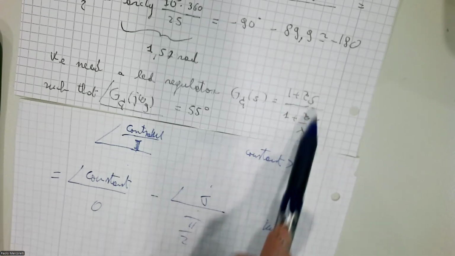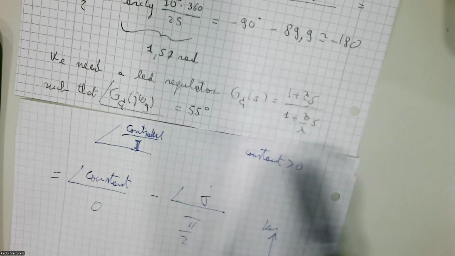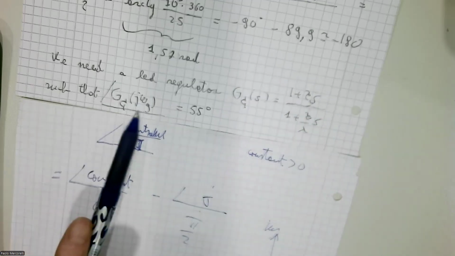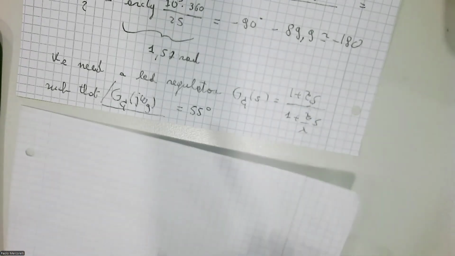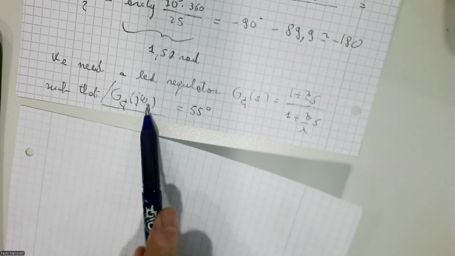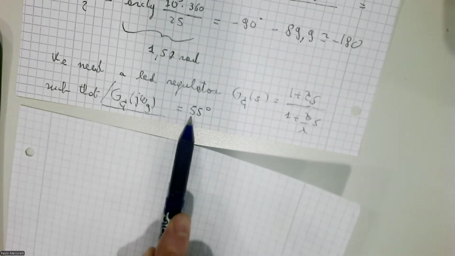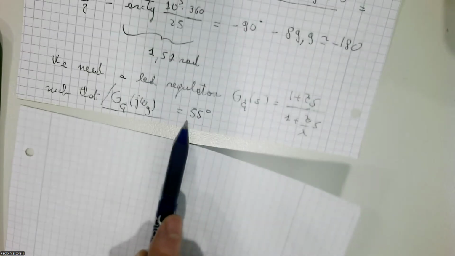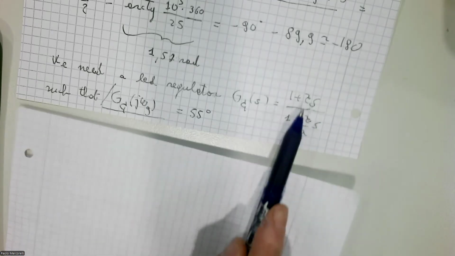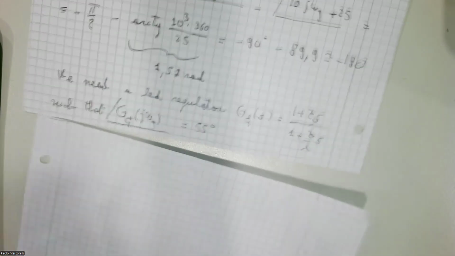This means I have two guarantees: that this part of the controller at omega g, which we calculated before, this critical frequency or crossover frequency, must give a phase of at least 55 degrees. Then I have to calculate with the specifications tau and lambda. How can I do that? With a table.